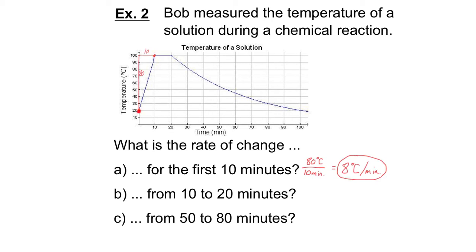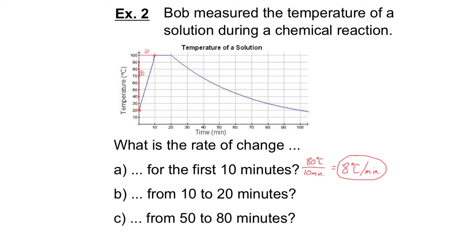So if I analyze the graph, find the two points on the line, start here, end here. Well, the rise, it's going from 20 up to 100. That's a rise of 80 degrees Celsius in how much time? 10 minutes. So if it went up 80 degrees Celsius in 10 minutes, 80 divided by 10, that's 8 degrees Celsius per minute. So that's the rate of change. The temperature changes at a rate of 8 degrees Celsius per minute.